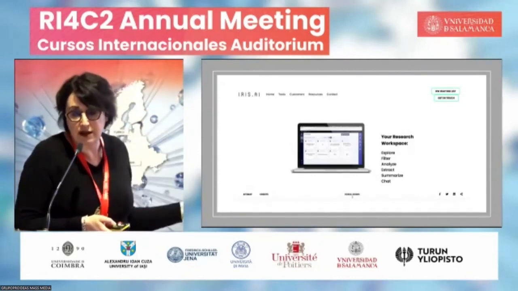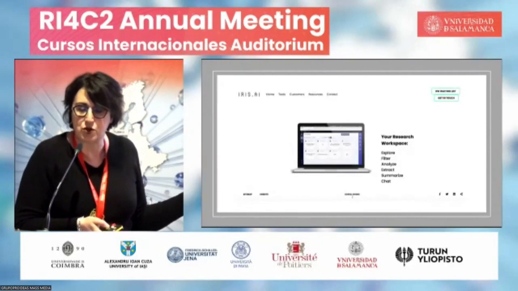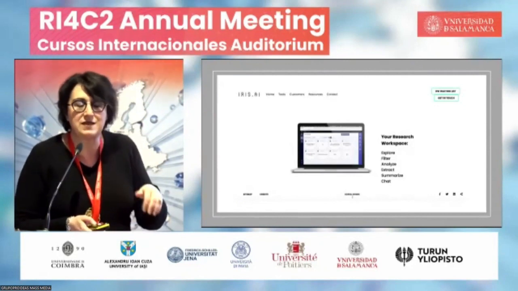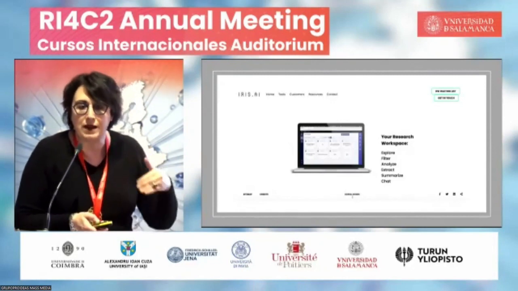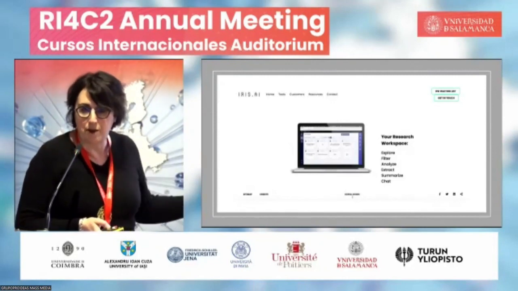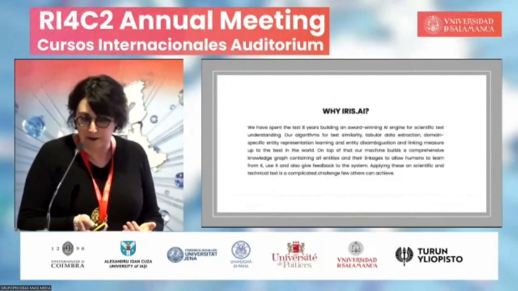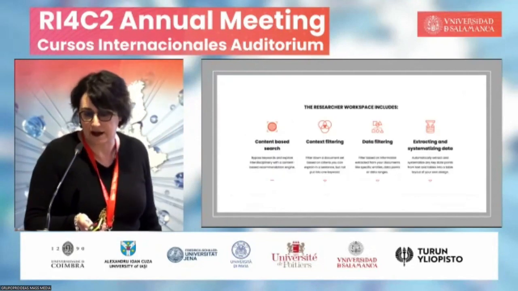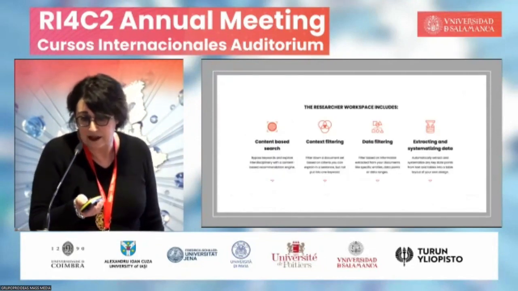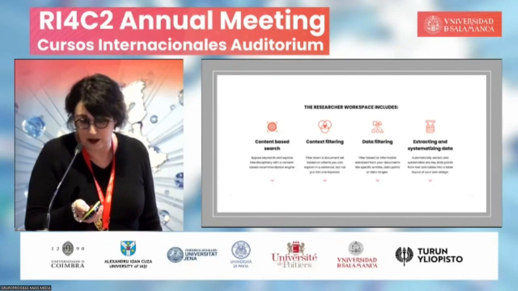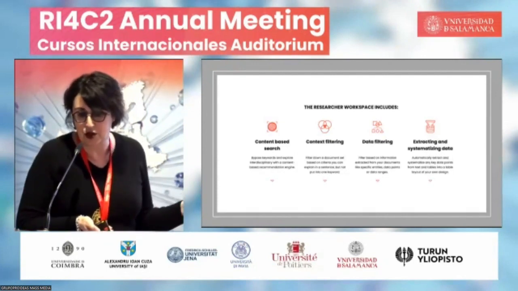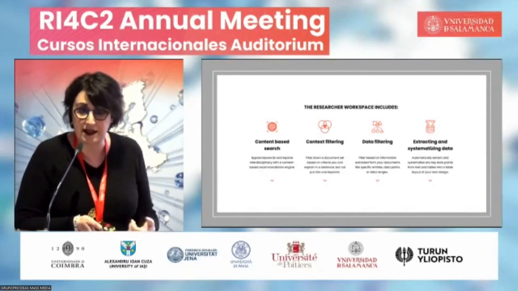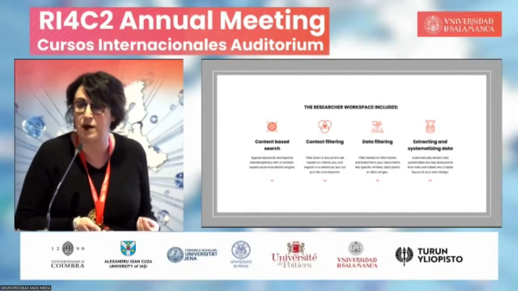And you can chat with the artificial intelligence as a researcher, so say, I have this research problem. Is there any paper that already covered my research problem that you can retrieve for me? So this is how they develop this kind of AI. And their research workspace includes, as I said, a content-based search, a data filtering that allows you to retrieve data and also to extract data from the paper.